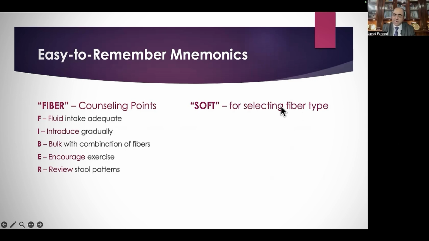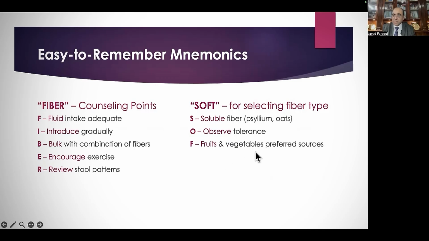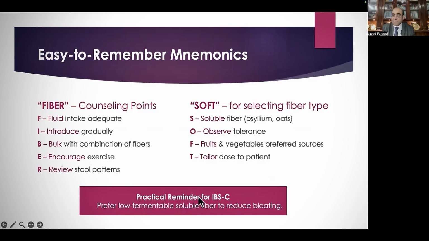Then for selecting fiber types, remember the mnemonic SOFT. And in the SOFT, S stands for soluble fibers, or the psyllium husk. Then observe tolerance, that as the patient tolerates, the fiber dose should be increased. Then fruits and vegetables, preferred sources for the fibers. And of course, the tailored dose to patient. All patients do not tolerate the same dose, so you tailor the dose according to the patient. Remember, practical reminder for CIBS patients, prefer low fermentable soluble fibers to reduce bloating.